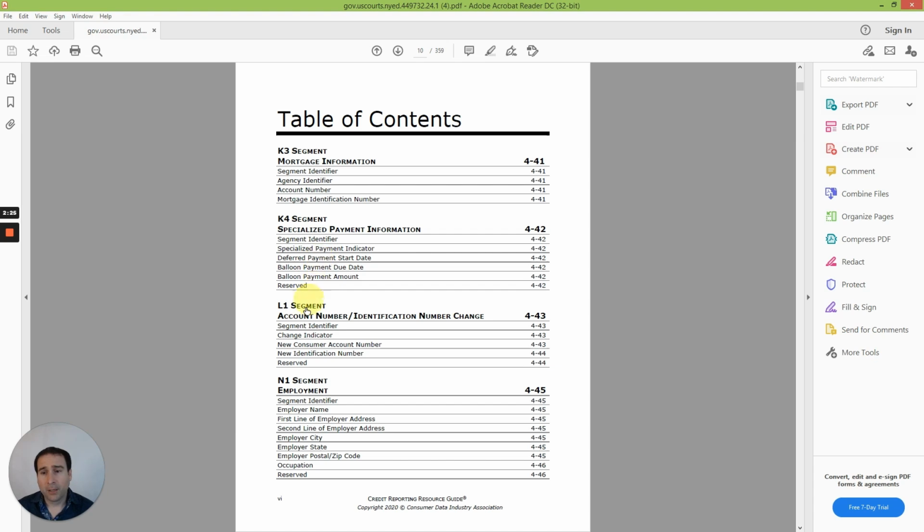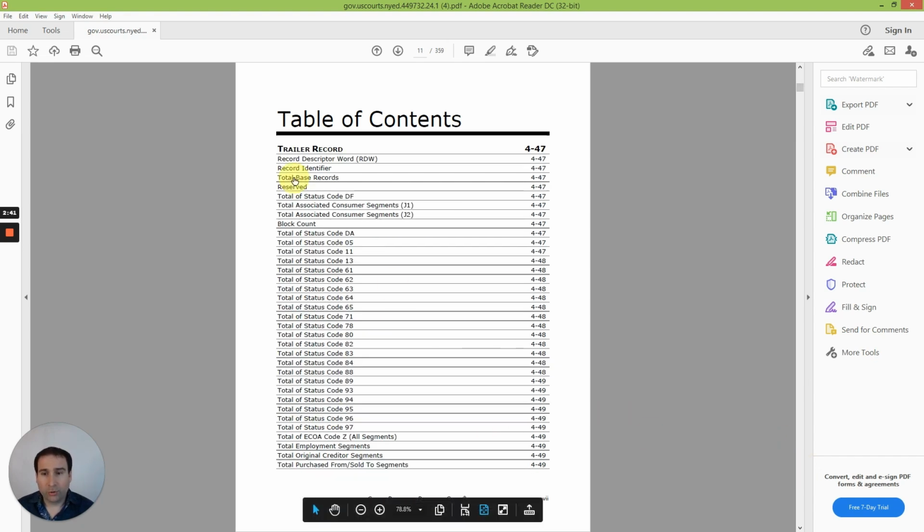Your L1 segment, again, notice these are all pretty small segments. Is the account number, has it been changed? Your N1 segment has information about the employer. And then your trailer record, which is similar to the header record, mostly this just kind of checks their batch when they submit it to make sure that everything adds up and has all the required information. So that is your summary of chapter 4.